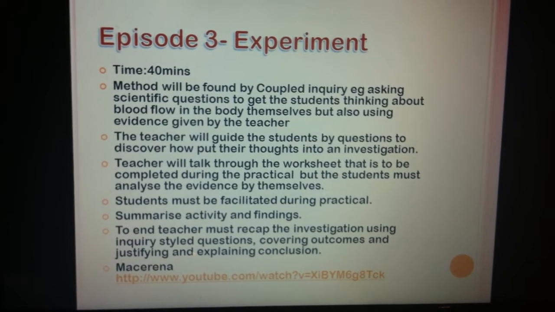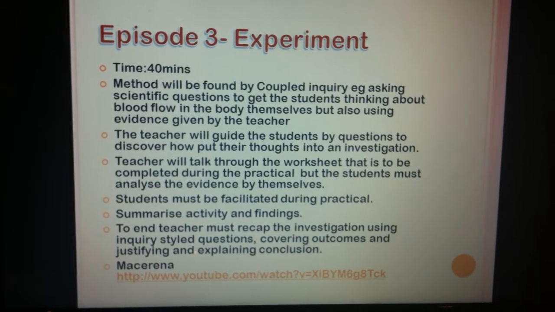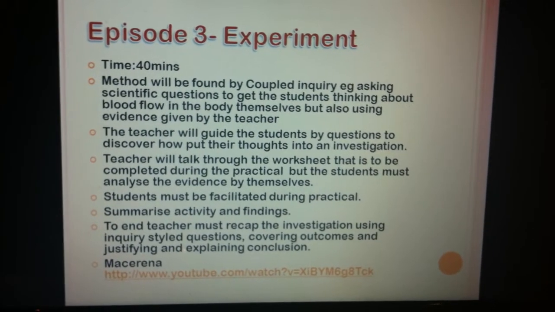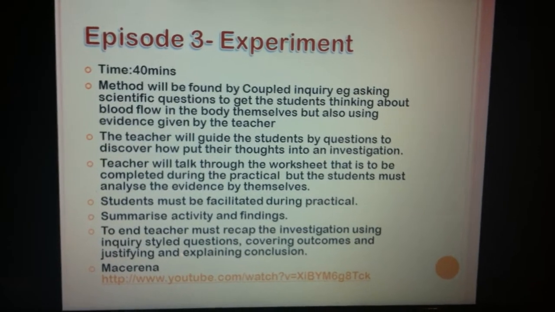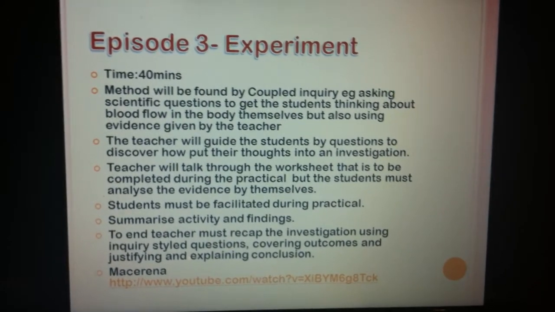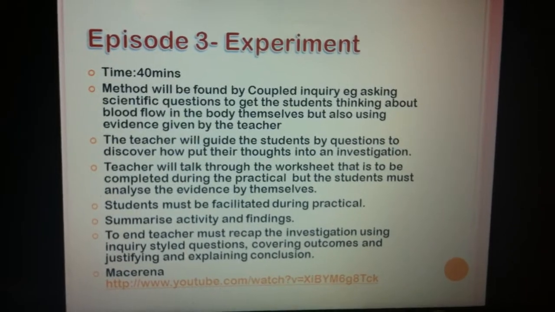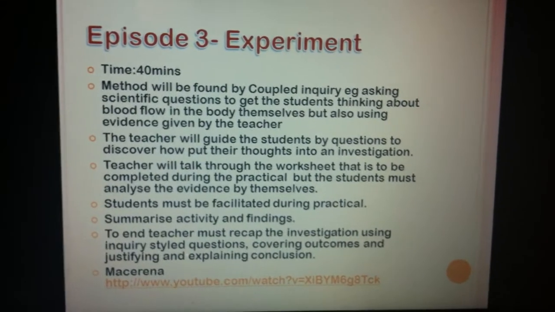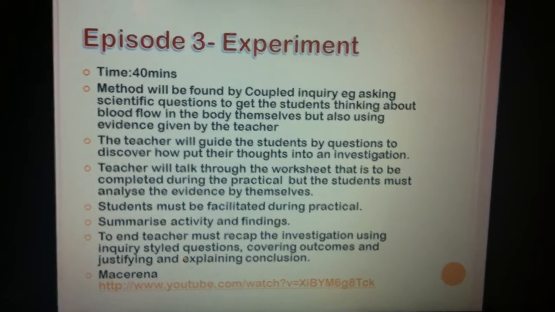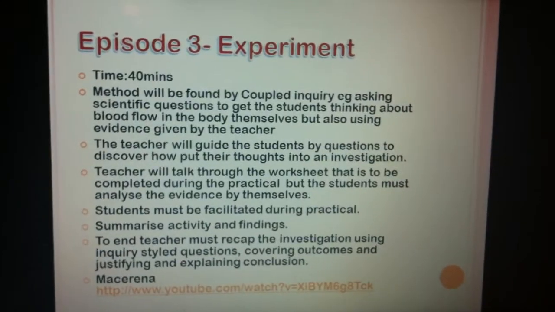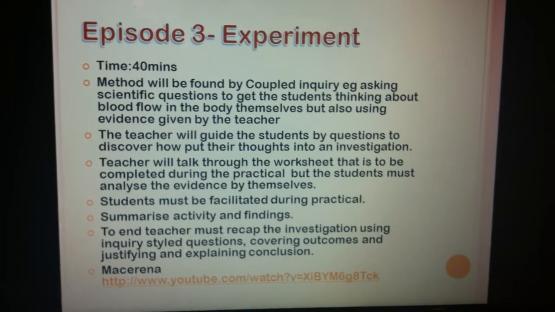So basically by the end of the experiment, the students should be able to get a conclusion from what they've discovered themselves. The teacher would guide them using inquiry-styled questions. And at the end of this lesson plan for the 40 minutes, we have the Macarena for our experiment. The experiment is to time the pulse rate before exercise and after exercise.